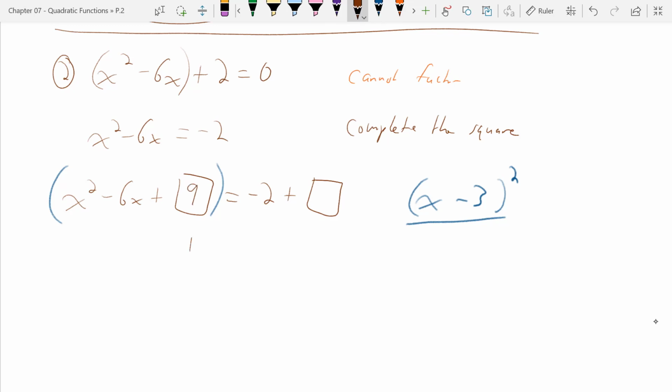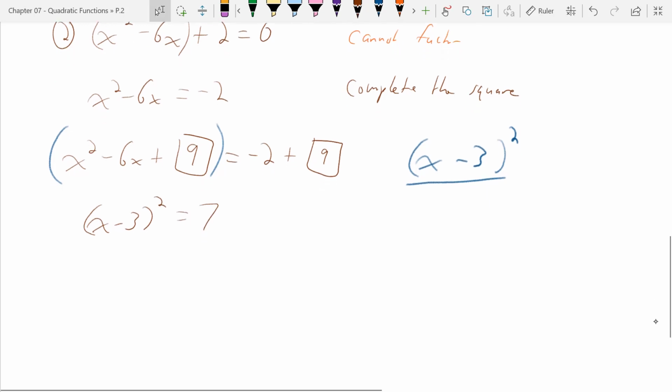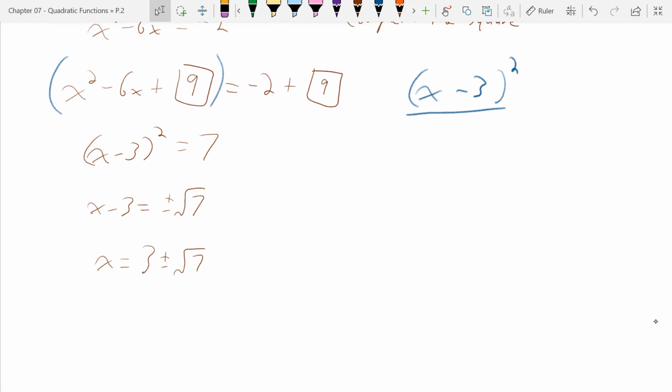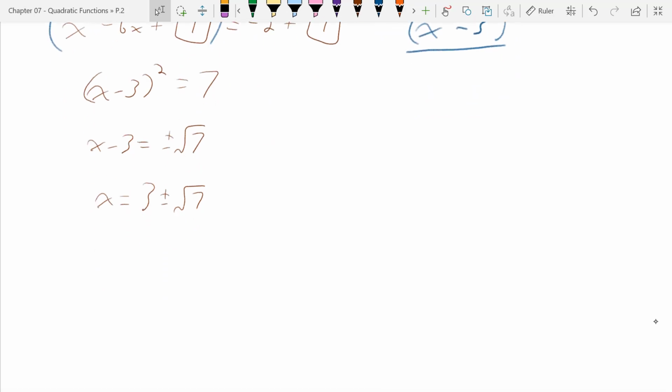Well, that means I added a 9 to the left. I must also add it to the right. And then on the left side, I'm actually going to factor that as x minus 3 squared equals 7. Add the negative 2 and the 9. Now I'm going to take the plus or minus square root and get x minus 3 is equal to plus or minus radical 7. Add 3 to both sides, and I get x is equal to 3 plus or minus root 7. This represents two solutions.